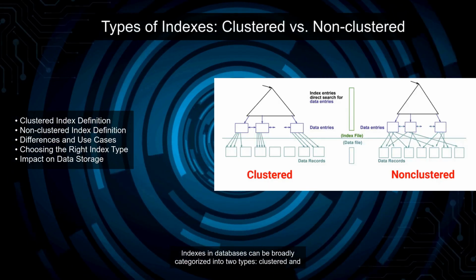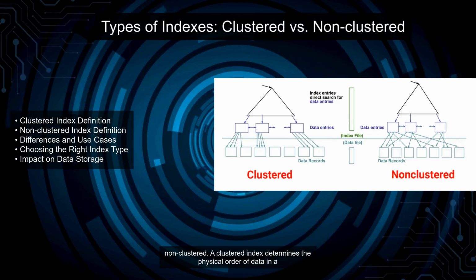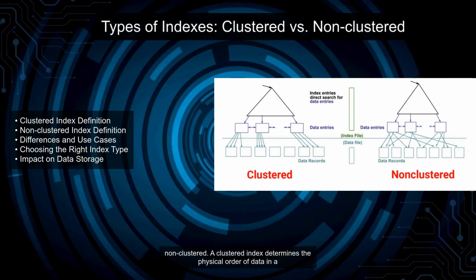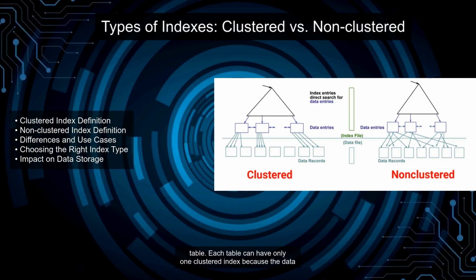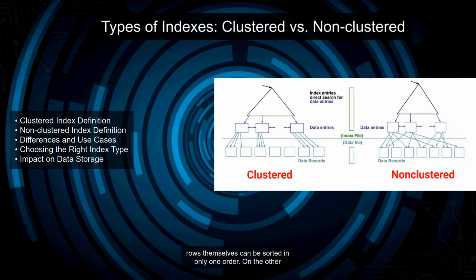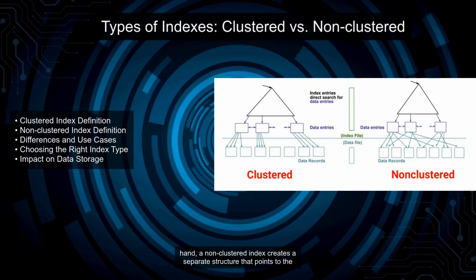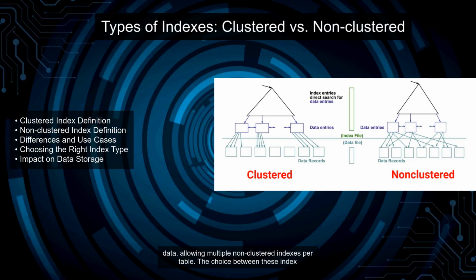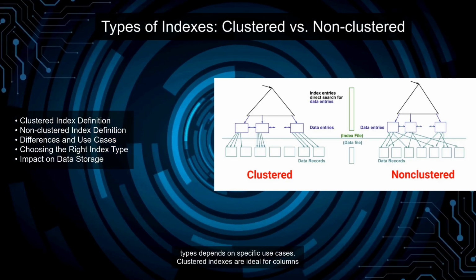Indexes in databases can be broadly categorized into two types: clustered and non-clustered. A clustered index determines the physical order of data in a table. Each table can have only one clustered index because the data rows themselves can be sorted in only one order. On the other hand, a non-clustered index creates a separate structure that points to the data, allowing multiple non-clustered indexes per table.